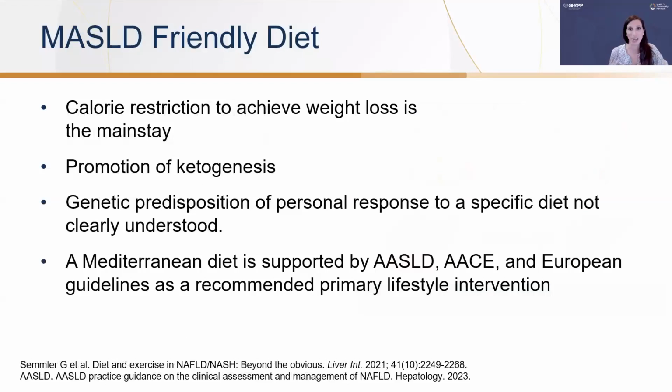And then the MASLD friendly diet, which is, of course, calorie restriction to achieve weight loss is mainstay, because weight loss has been shown to reverse liver fibrosis and help with resolution of steatosis, promotion of ketogenesis. And then the Mediterranean diet is just widely supported across multiple guidelines as the primary lifestyle intervention. So I usually talk to patients about the Mediterranean diet. I give a printout. People have questions about the Mediterranean diet, so I try to answer questions.